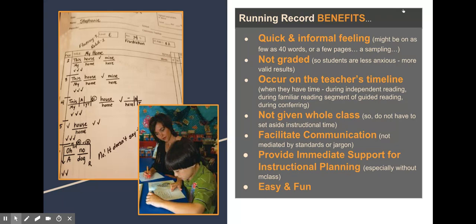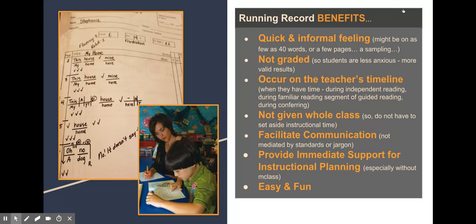Running records occur on the teacher's timeline when you have the time. So during independent reading, if you open your day with a period of 15 minutes of independent reading as students are coming in from breakfast, you can take running records there. During the familiar reading part of a guided reading lesson, when you first call a group to the table, the rest of the kids might be reading snippets of books you've read before with them in guided reading while you take one quick running record. You can take a really short running record while you're by a student's side during conferring time.